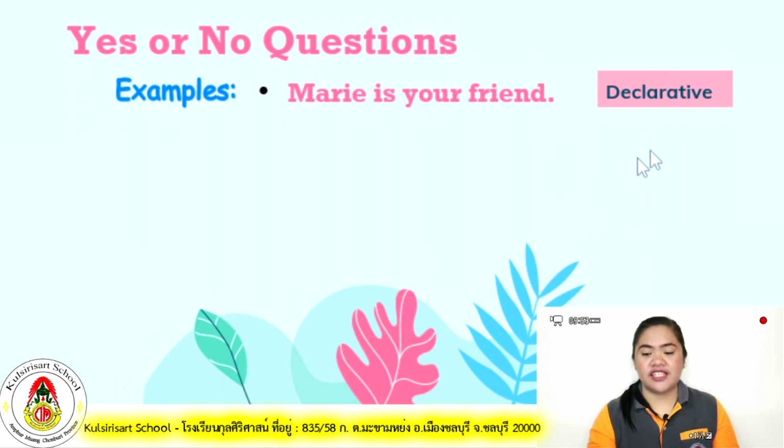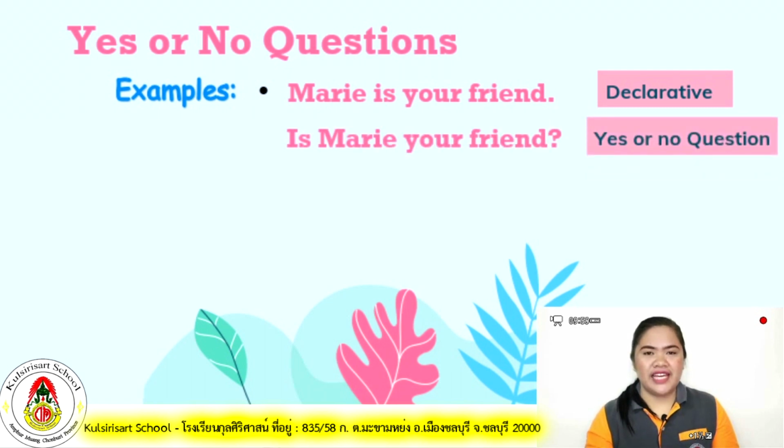Okay, very good. This is a declarative, not a question yet. Now, if we make it a question, of course, the be verb comes first in the question. So it will become, is Marie your friend? Again, is Marie your friend?